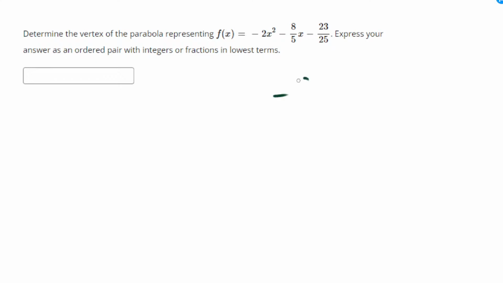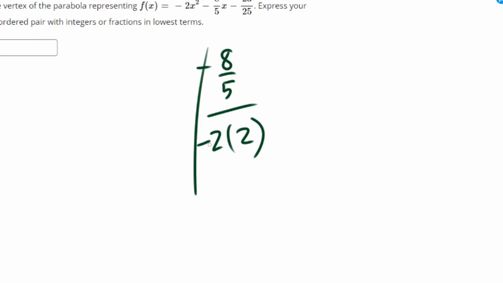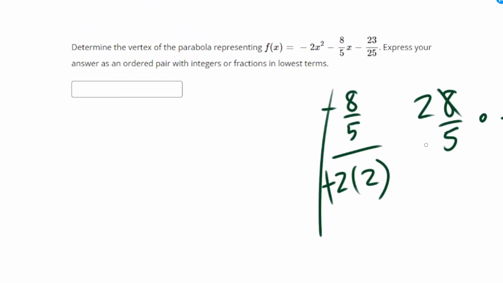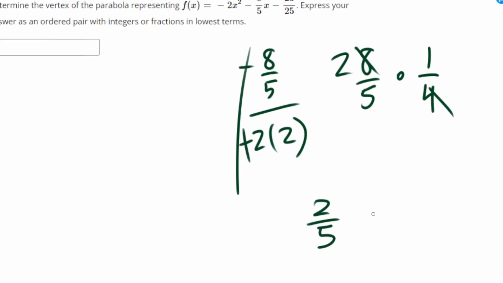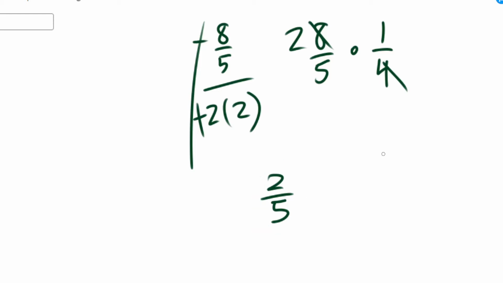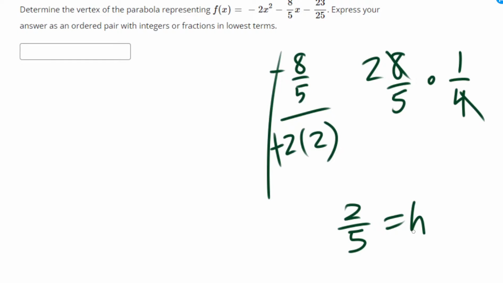So we'll do -8/5 divided by 2a, which is -2 times 2. These negatives are going to cross out. Oh, we don't need that x there, by the way. And so we're going to have 8/5 divided by 4, which is the same as multiplying by 1/4. These will cross each other out, and we'll get 2/5. So we'll have 2/5 as our h, the x of the vertex. And then we need to plug that back in.